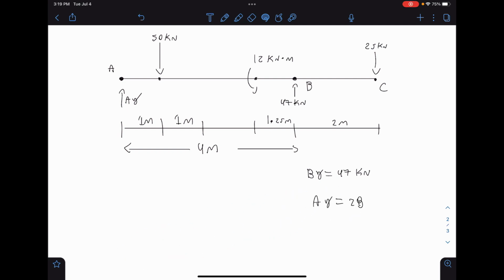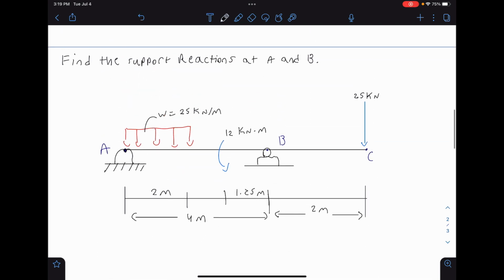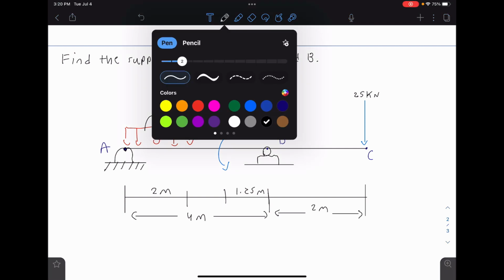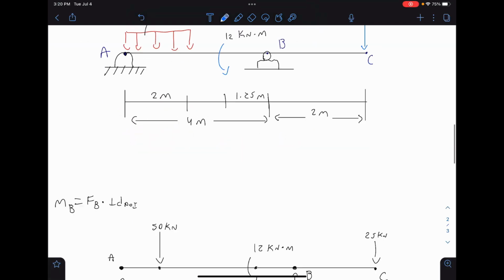So we have By and Ay, and we also found that our force resultant from our distributive load was 50 kilonewtons. And that's it. Now we can replace this. So 28 kilonewtons. So we went from this, let's analyze this. We went from this to this.